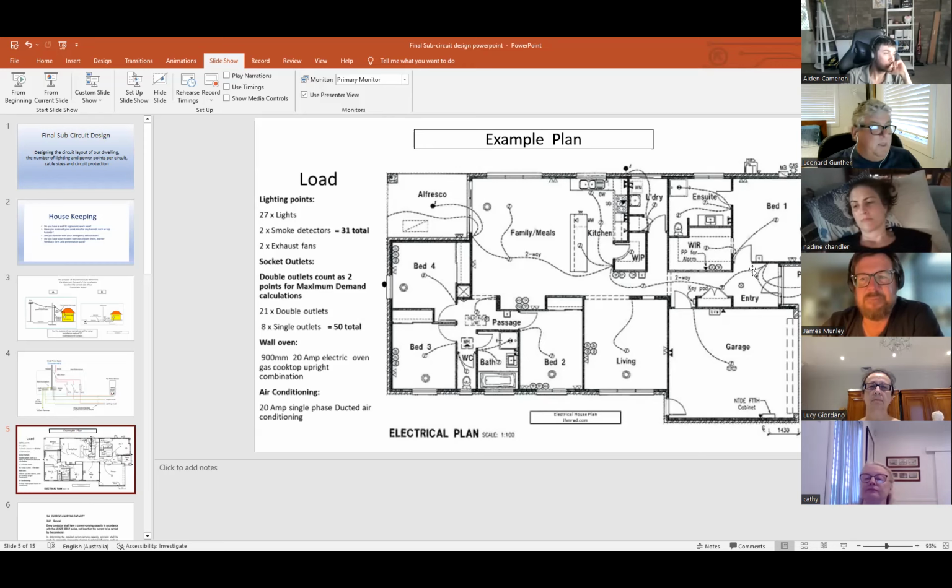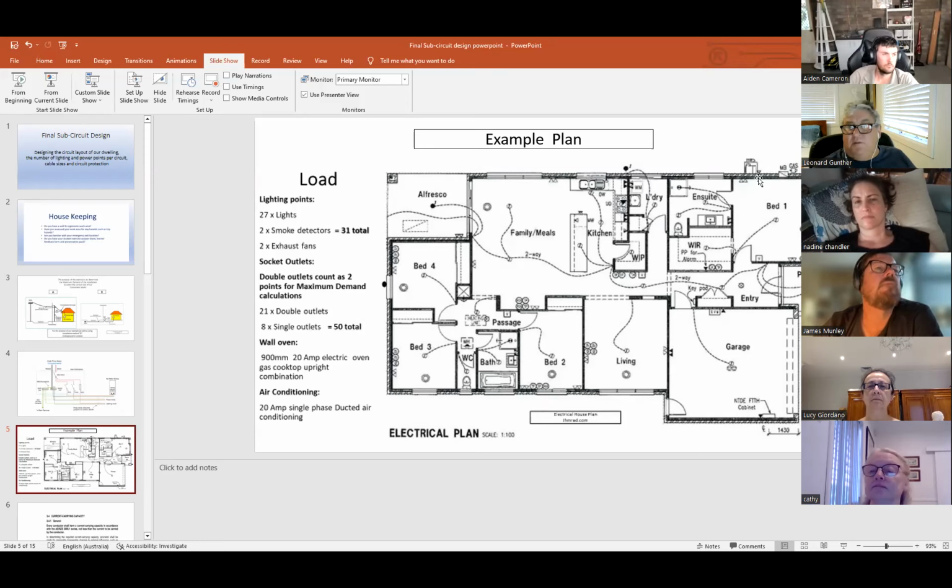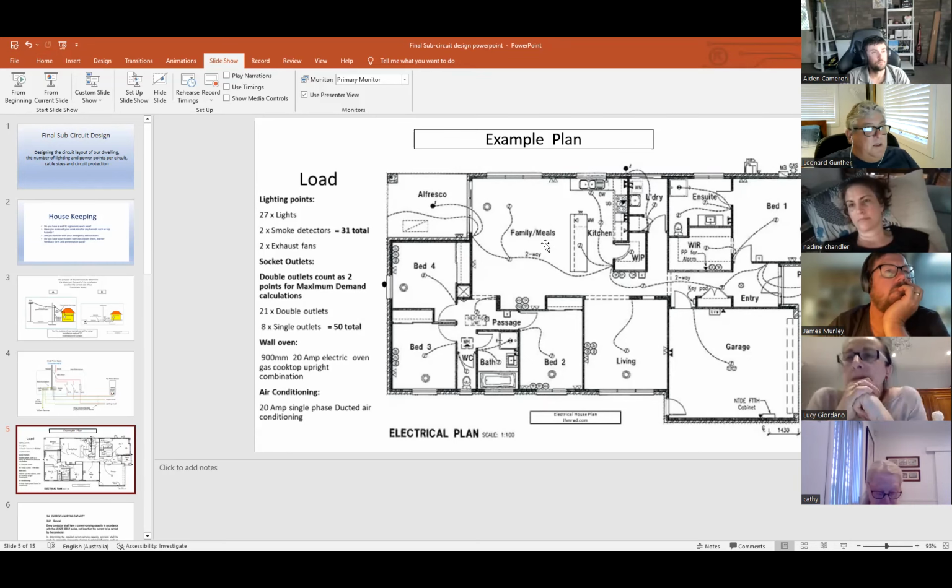Yep. Okay, so as I said, we've got our power points. We've got our lighting points. In the kitchen, we'll obviously have an oven or a stove. The hot water here is a gas hot water, so it's got a power point there so it'll ignite by itself. It's permanently connected into a power point, so it ignites the same as you would with a gas cooktop that would plug into a power point as well. What else do we have in here?